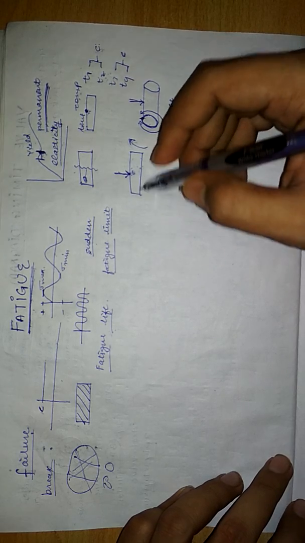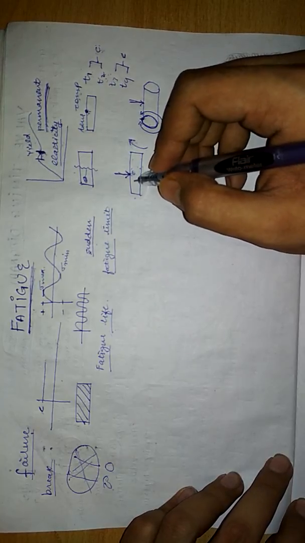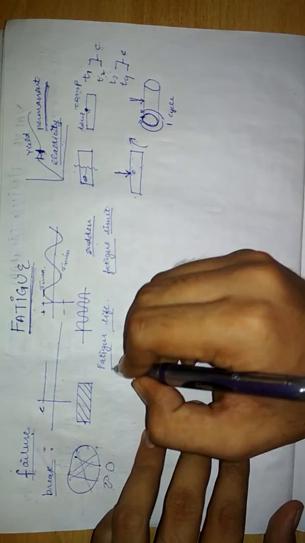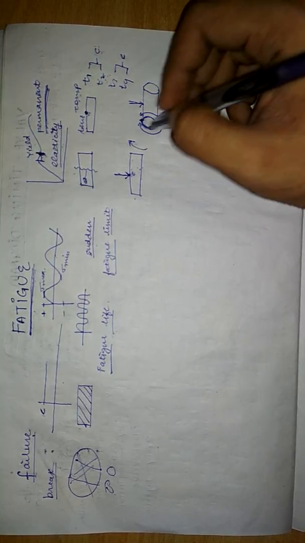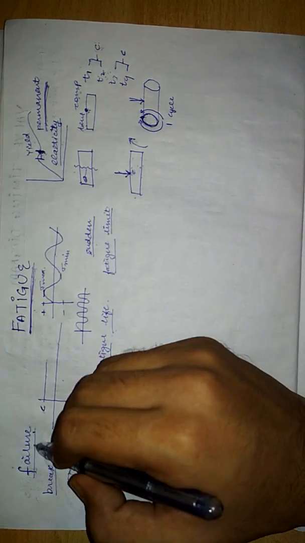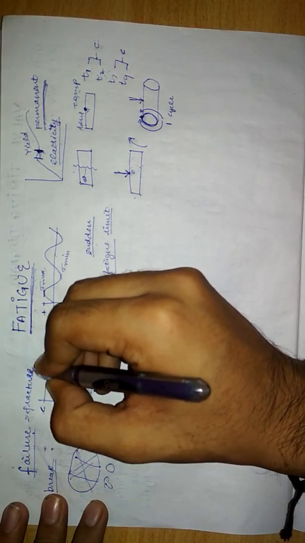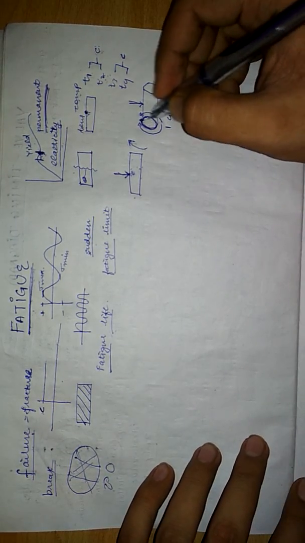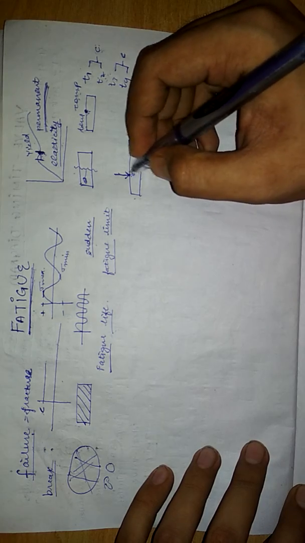So the total number of cycles required to bring about fracture in a material under an applied stress is defined as fatigue life. Not fracture, but fatigue life. What is fatigue life? The total number of rotations, the total number of cycles required to bring about fracture in a material. By the word fracture, we mean failure. Fracture is also failure, and failure is the not working of the material properly for the purpose for which it is made. This is fracture or failure. So the total number of cycles required to bring fracture in a material under an applied stress is defined as fatigue life.